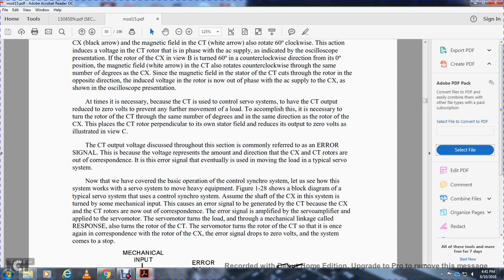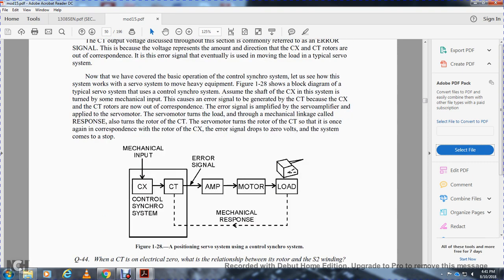The control transmitter turns the control transformer rotor. Now the corresponding error signal is amplified by the servo amplifier and applied to the servo motor. The servo motor turns the load through the mechanical linkage, and also turns the rotor of the control transformer. The servo motor turns the rotor of the control transformer until it is once again in correspondence with the rotor of the control transmitter, the error signal drops to 0 volts, and the system comes to a stop.